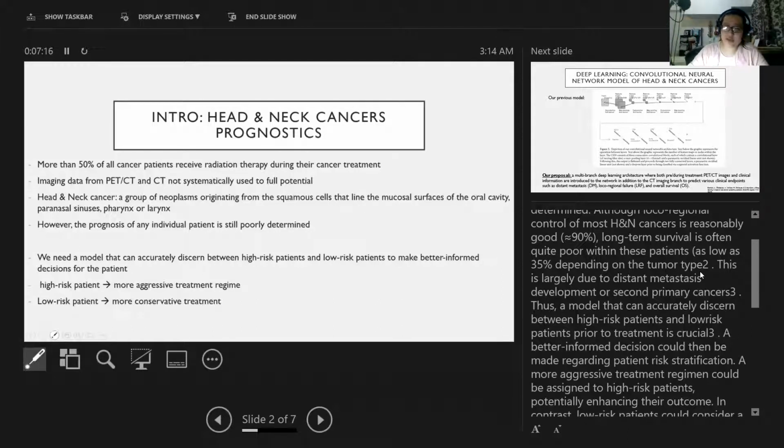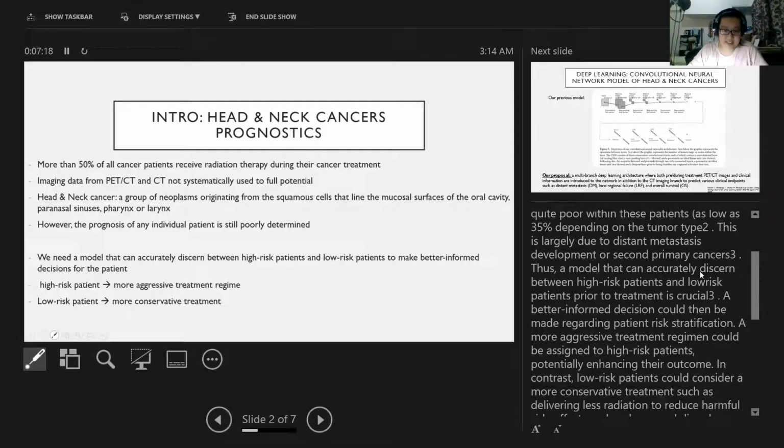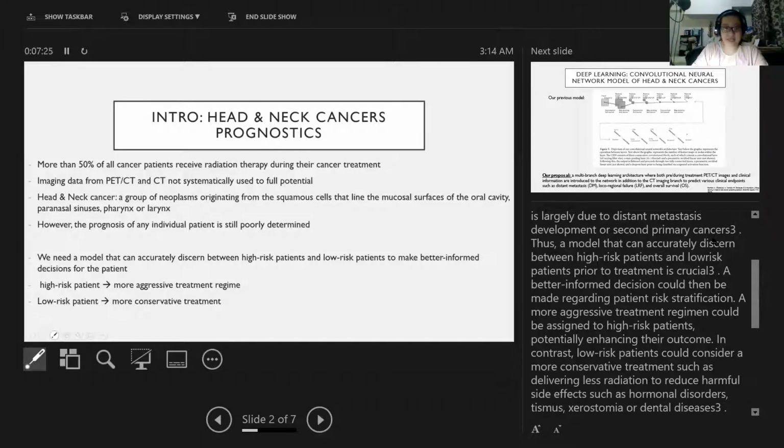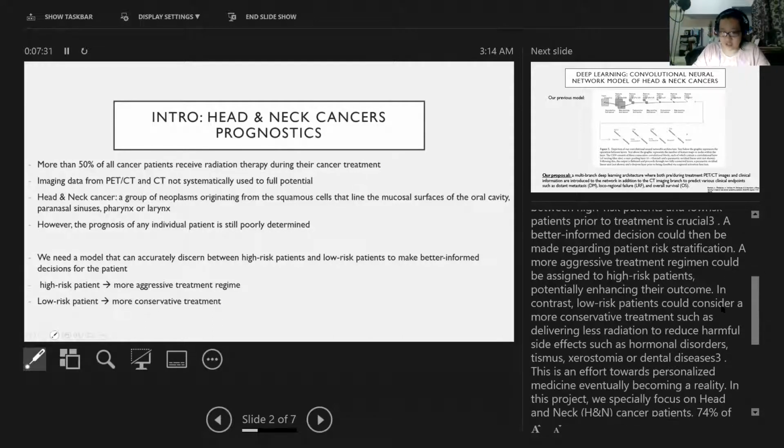This is largely due to the distant metastases development or second primary cancers. Therefore, a model that can accurately discern between high-risk patients and low-risk patients prior to treatment is very crucial, so that a better informed decision can be made regarding patient risk stratification. So, for example, a more aggressive treatment regime can be assigned to high-risk patients, potentially enhancing their outcome.